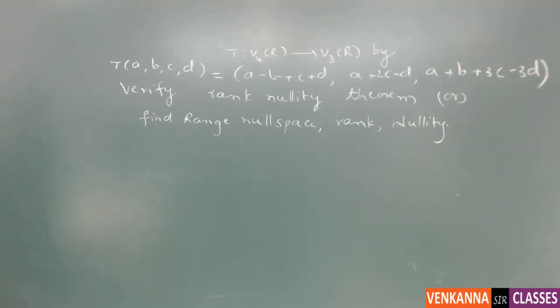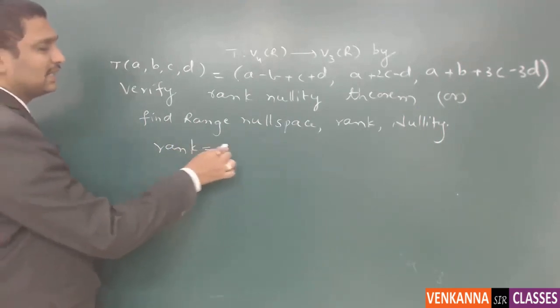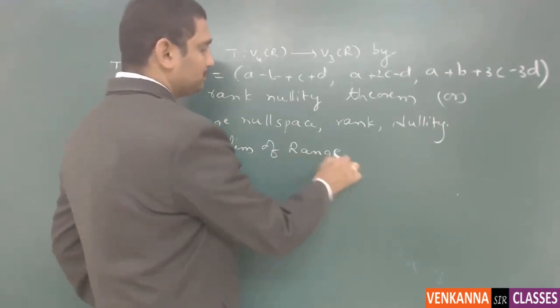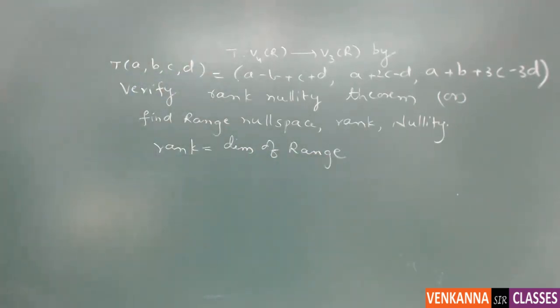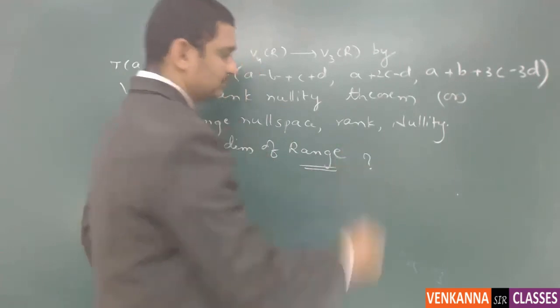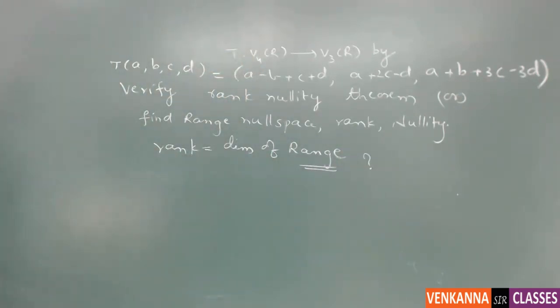Are you clear about the question? Right. Now let us go with it. Please understand that, as we know, rank is nothing but the dimension of the range. So you should know what the range contains. What are the values in the range? If you know the values in the range, using them you can find a basis for the range, hence you find its rank, because the dimension of the range set is nothing but the rank.